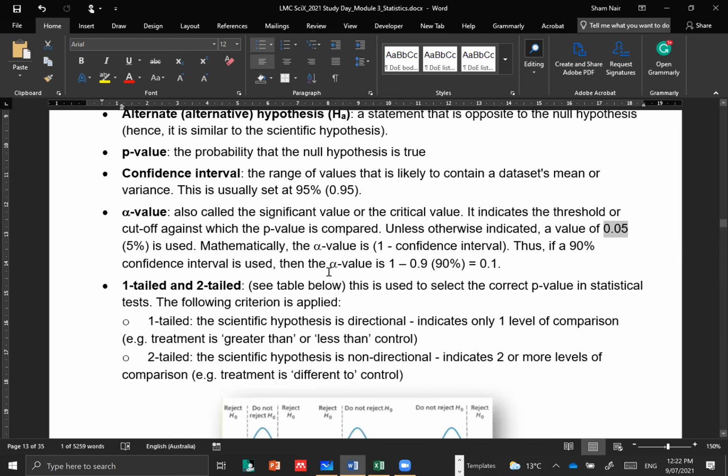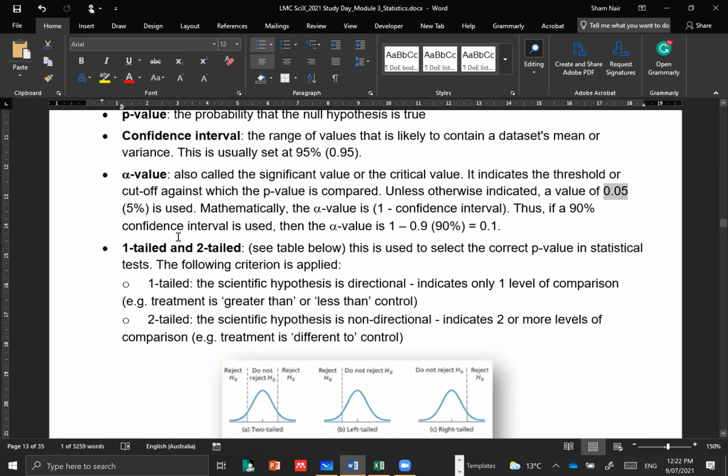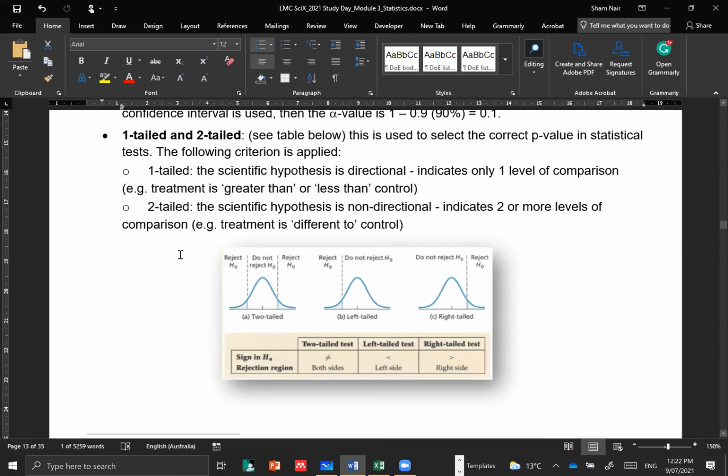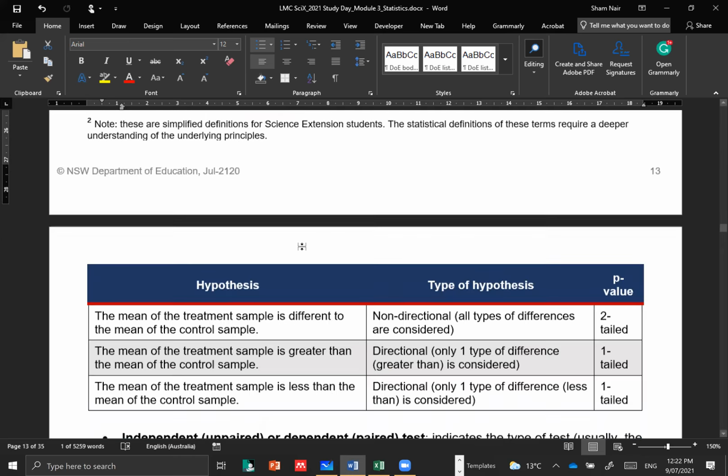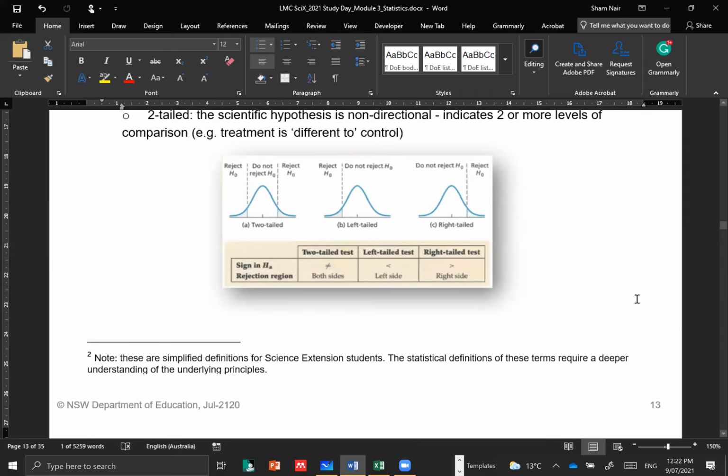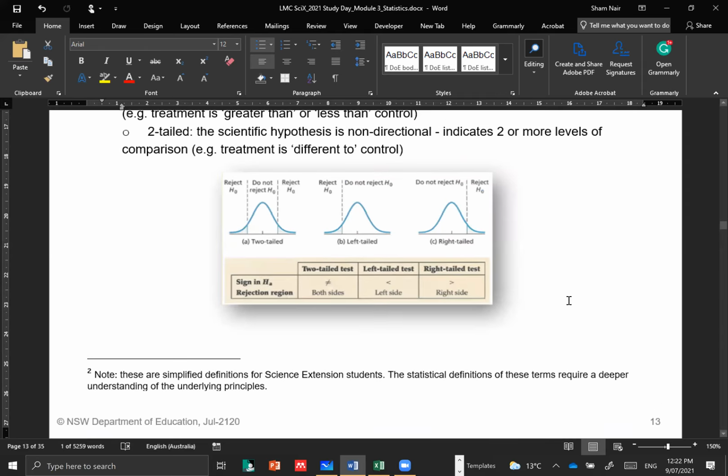There are a couple of other terms you need to know as well. Things like one-tailed or two-tailed. Again, you don't need to know this in the context of the HSC exam, but if you're doing a statistical test, you kind of need to know what is one-tail or two-tail. It basically goes back to the null hypothesis, the scientific hypothesis and the null hypothesis. So again, it's a little tedious.